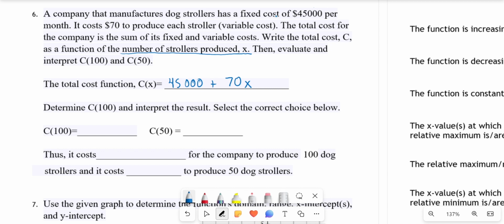What happens when we plug in 100? Well, when I plug in 100 times 70, that's going to be 7,000 plus 45,000 is 52,000. When I plug in 50, I'll write this over here. This is 45,000 plus 70 times 50. 7 times 5 is 35, so this is 3,500. And we add that to 45,000 to get 48,500.